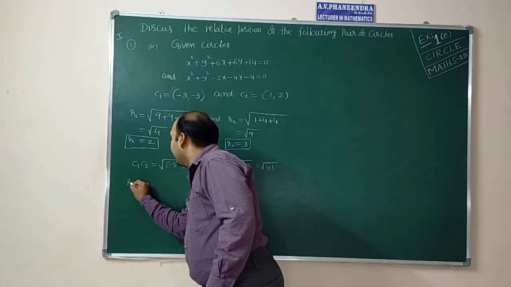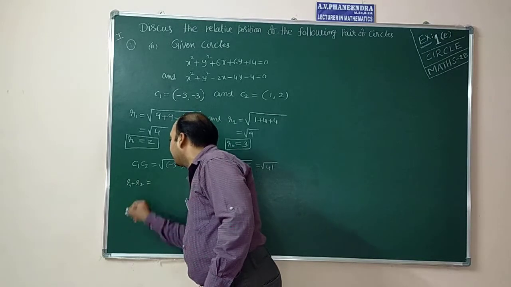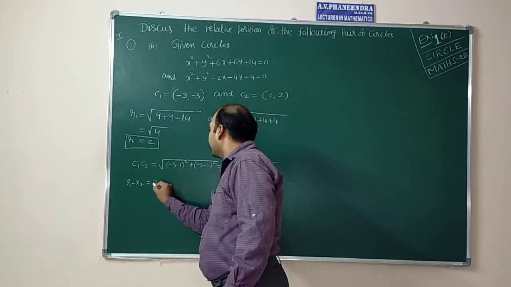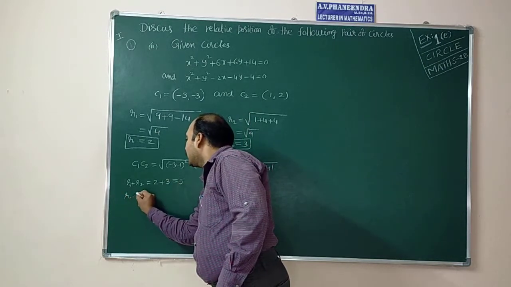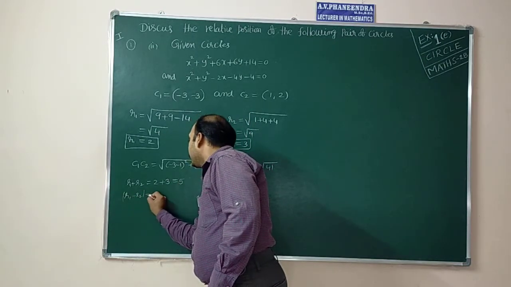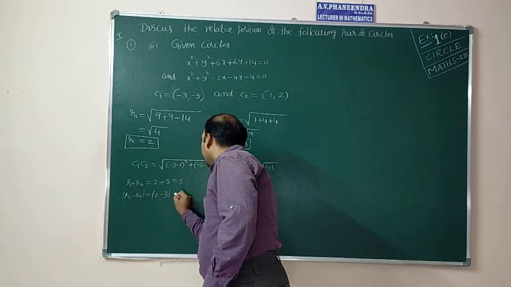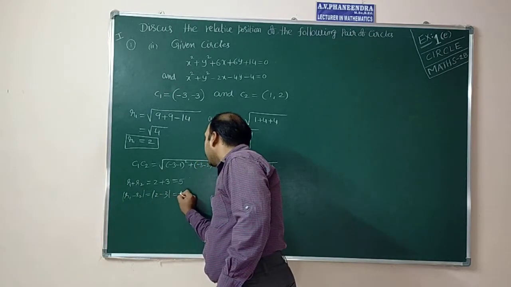Next, the difference between the radii and the sum of the radii. First, R1 plus R2, 2 plus 3, which is equal to 5. R1 minus R2, which is equal to mod of 2 minus 3, which is equal to mod of minus 1, which is equal to plus 1.